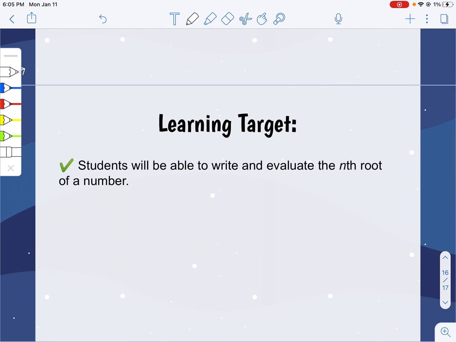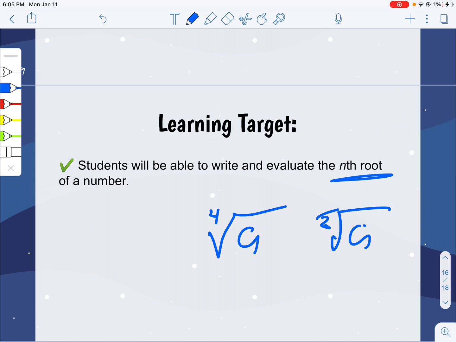So I think we forgot to look at our learning target in the beginning. Students will be able to write and evaluate the nth root of a number. All that's talking about is if we have a number maybe to the 4th root or a number to the 5th root. This number right here we refer to as the nth root. And that's what we just looked at.